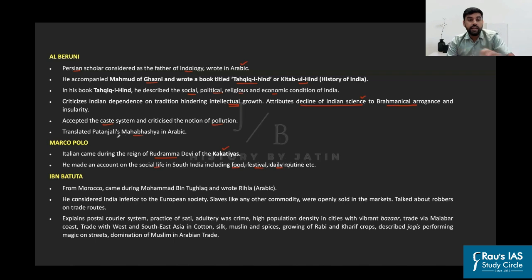Then comes another, the third one, Ibn Battuta. He came from Morocco, and he wrote in Arabic. He considered India inferior to European society. Now see, Ibn Battuta is coming from Morocco. The neighbors of Morocco are Spain and Portugal. Now he has seen Portugal and Spain, that is, he has seen European society. Then he came to India during the Muhammad bin Tughlaq period, which is not considered a good one. So when he observed Indian society, especially the city of Daulatabad, all of you know Muhammad bin Tughlaq shifted the capital to Daulatabad.